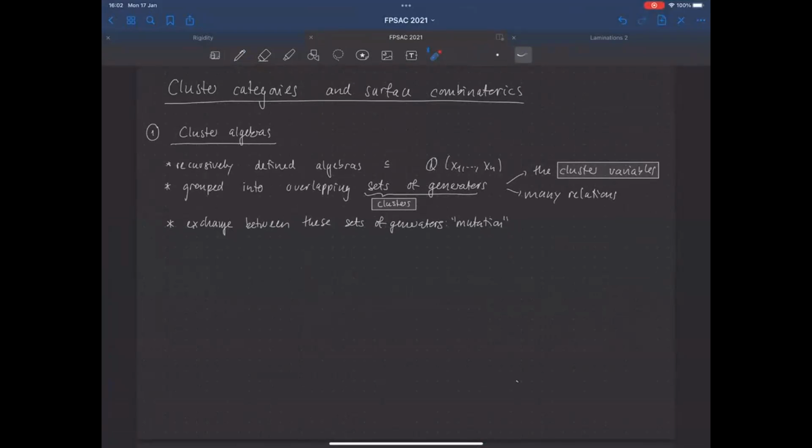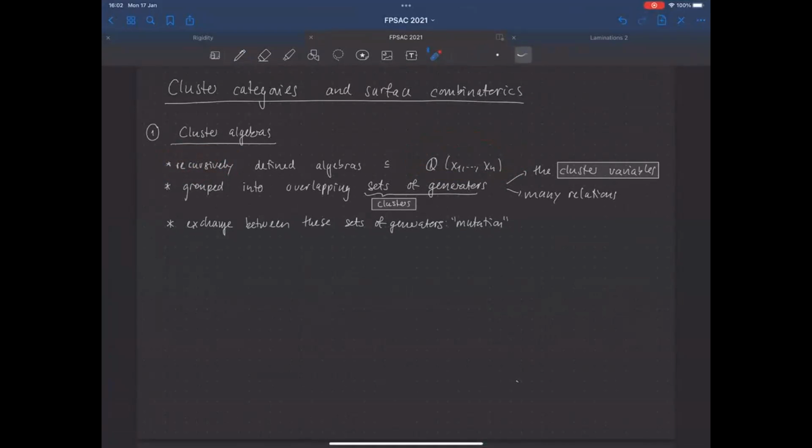Cluster algebras are certain algebras which are defined recursively, and I will give some examples in the next few minutes. They are inside a ring of fractions in n variables, say x1 up to xn. What is important is the recursive definition.